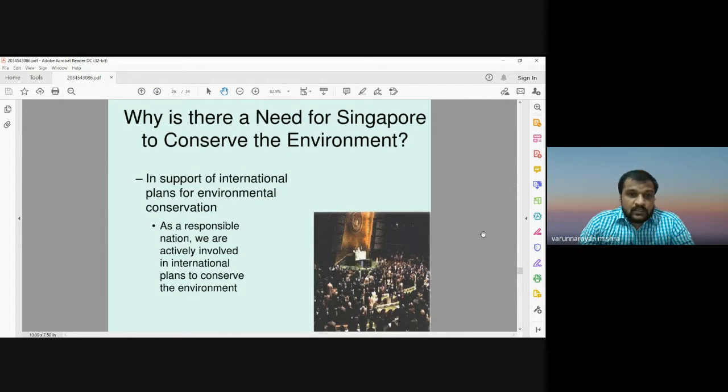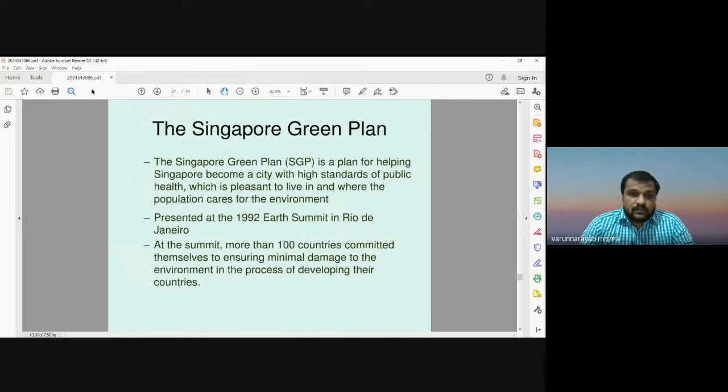As a responsible nation, Singapore is actively involved in the international plan to conserve the environment. The Singapore Green Plan, or SGP, is the plan for environmental conservation strategies. It is used for helping Singapore become a city with high standards of public health, which is pleasant to live in, and where the population cares for the environment.